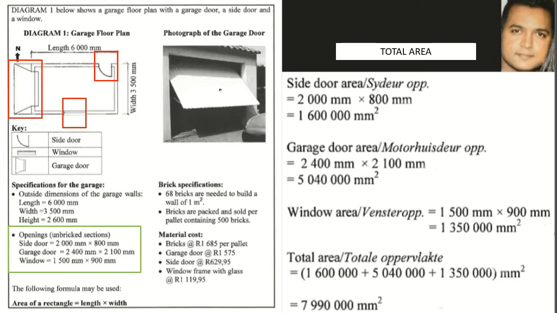So all we need to do is look at the information indicated in the green box below. The dimensions are given for the side door, the garage door, and the window. And if you look at the calculations, we multiplied through. For the side door, we've got 1,600,000 millimeters squared. For the garage, we've got 5,040,000, and for the window we've got 1,350,000. These are the multiplications for the various items, but they asked us to work on the total area. So adding these 3 areas up, we arrive at 7,990,000 millimeters squared.